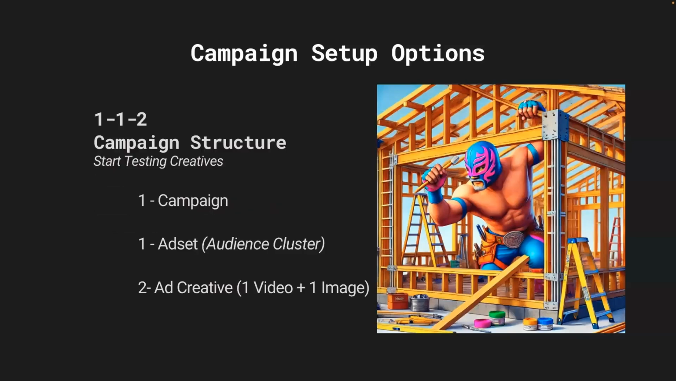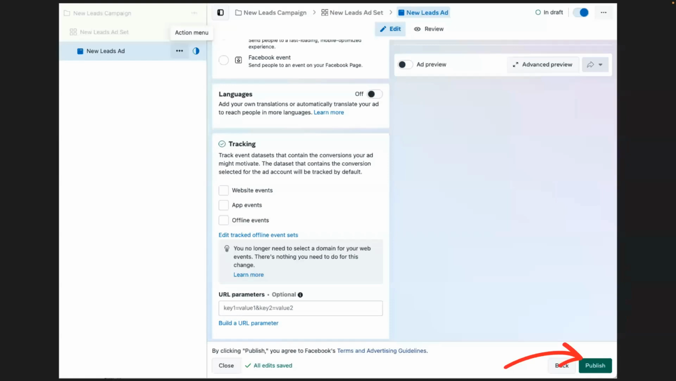We run probably 30%, maybe even 40% of our ads in this combination. Most of our ads are a 1, 1, and 1. Some ads that we're testing, we do a 1, 1, and 2: 1 campaign, 1 ad set, 1 audience, and then 1 video, 1 image. And I'll show you how to test it. One video, 1 image, test it like this.